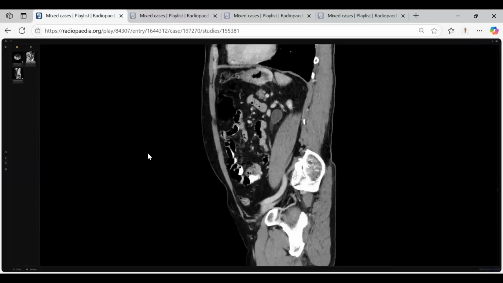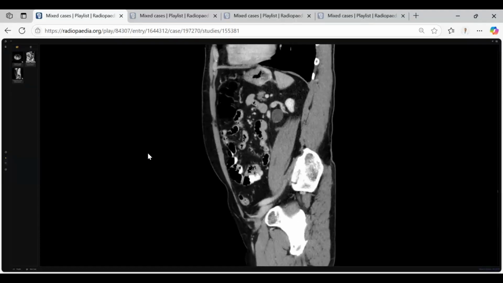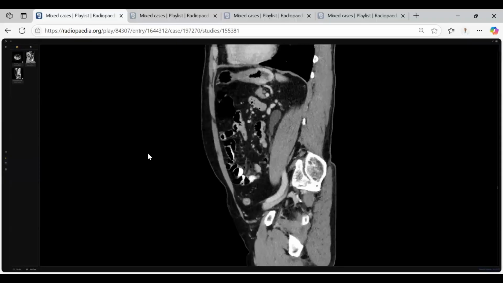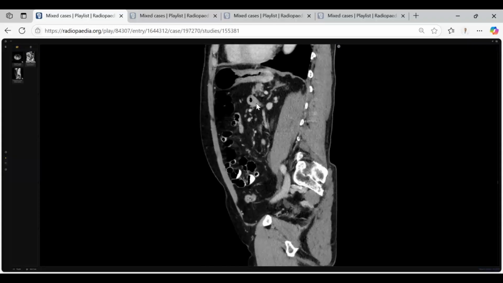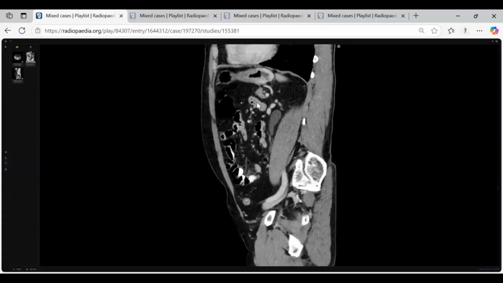There is a hypoenhancing lesion in the stomach, sir. Where? Involving the fundus. Excellent. Show me by the arrow. So this one. Surrounded by bowel wall thickening, which is causing luminal narrowing. This could be squamous cell carcinoma of stomach, likely linitis plastica. Yes, excellent. It is very, very difficult.